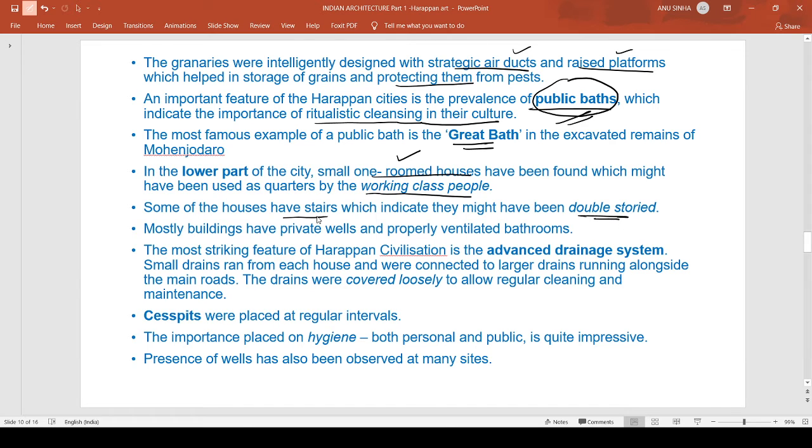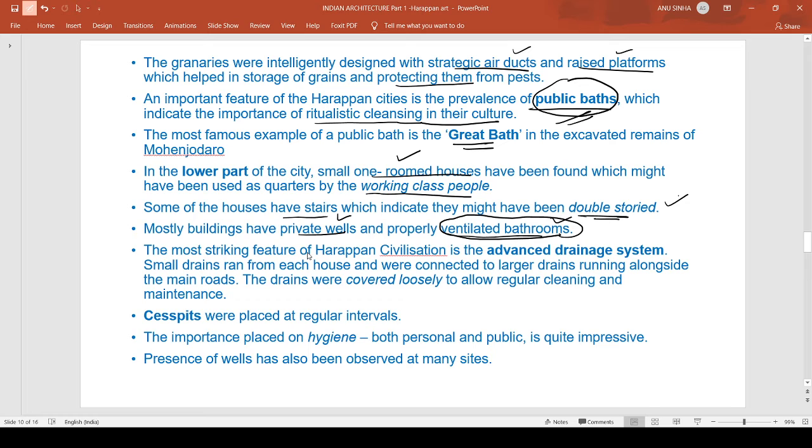So, some houses even have staircases, which says that they were double-story buildings. Most buildings have private wells and properly ventilated bathrooms. Again, you see they are giving more importance to cleanliness.